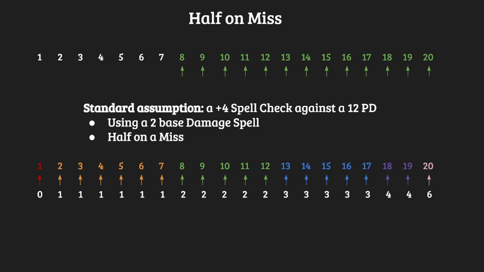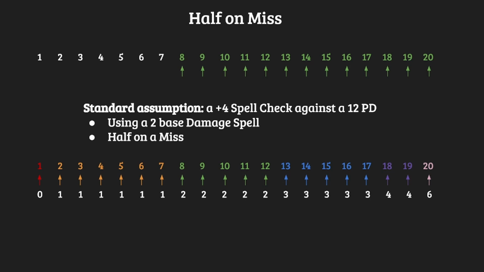So you can see laid out here at the bottom, I'm using a 2 base damage spell so that we can very clearly see the difference in damages. If you have a 1 base damage spell, DC20 always rounds up, which means if you miss a 1 base damage spell, it's still just going to do 1 damage. So not that big of a difference.